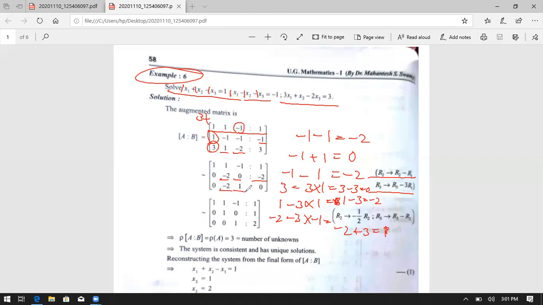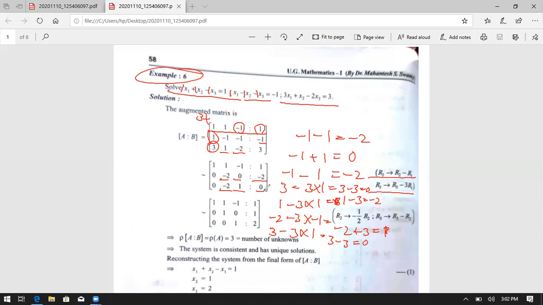Next, the third one: 3 is there. R3 is R3 minus 3R1. 3 minus 3 into, what is the R1 value? Then 1. That is 3 minus 3 is 0. I write here 0. The second row and third row operations are over.